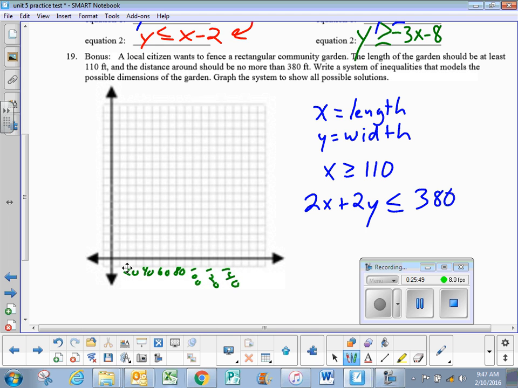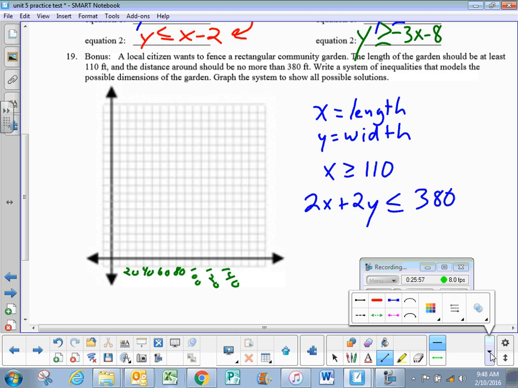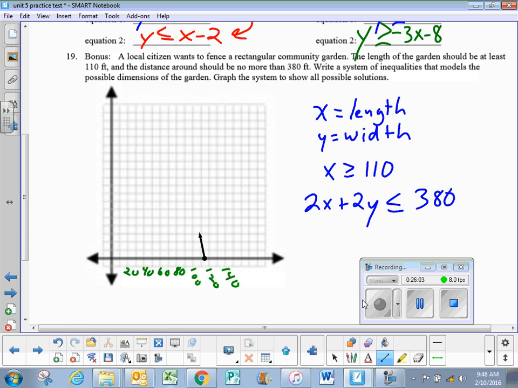Because x is greater than or equal to 110, it's going to be a vertical line. Actually, it's going to be a ray. Why is it a ray? Because it can't go negative, right? It can't have a negative length. So it would be a ray at 110. So we're going to go ahead and put that there. And it's greater than or equal to, right?